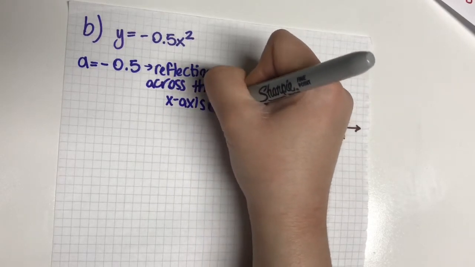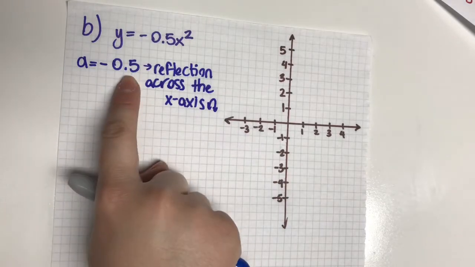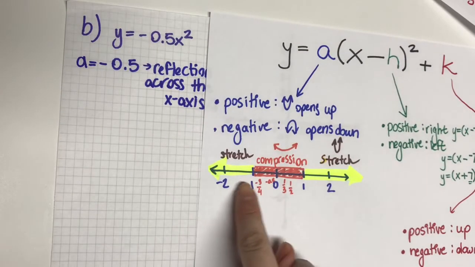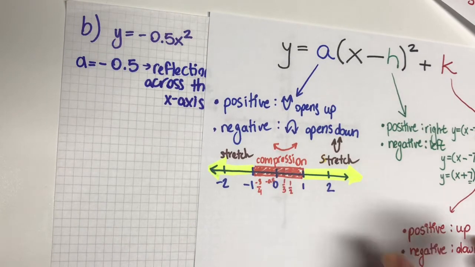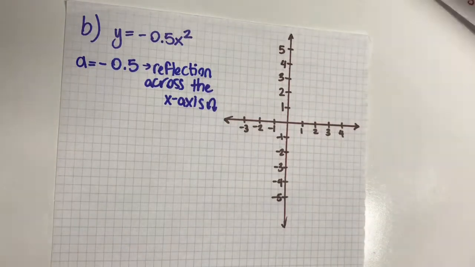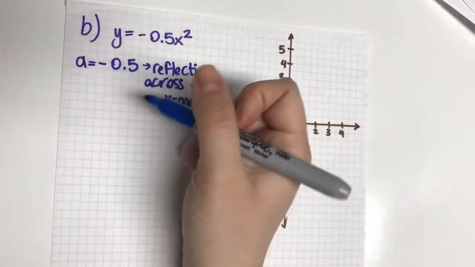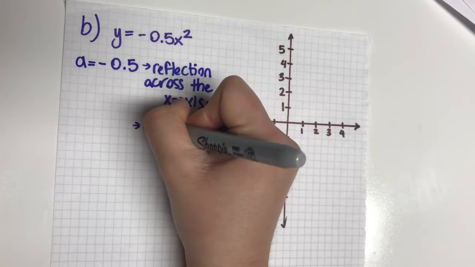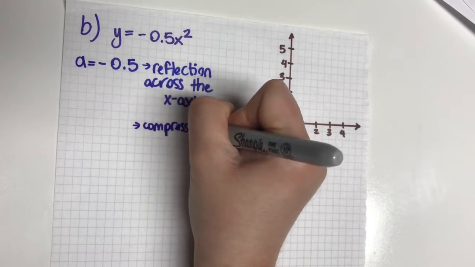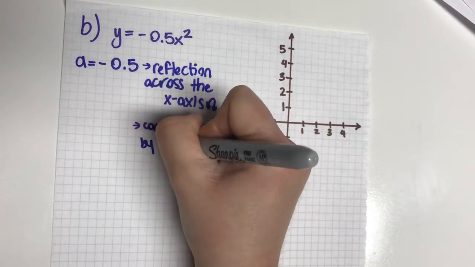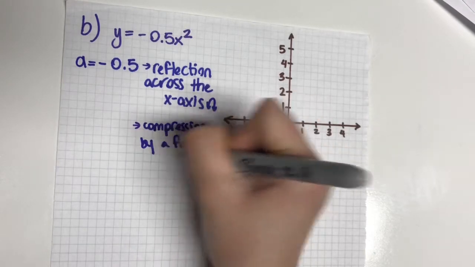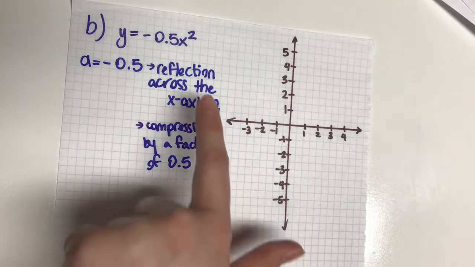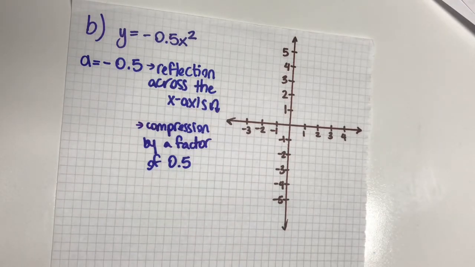So it's going to go like this. And I notice that it's 0.5, and 0.5 on this number line here is in the red zone, so it's a compression because it's between 0 and -1. So I'm going to say compression by a factor of 0.5. Okay, so I could either do the reflection first or the compression. The order doesn't really matter.